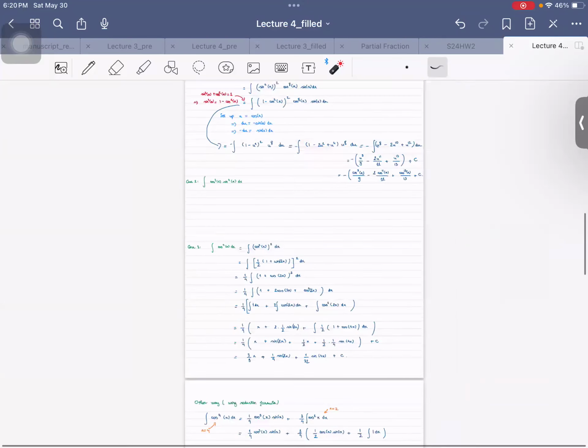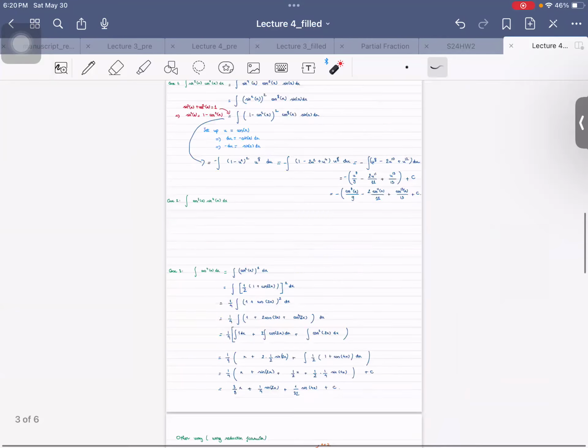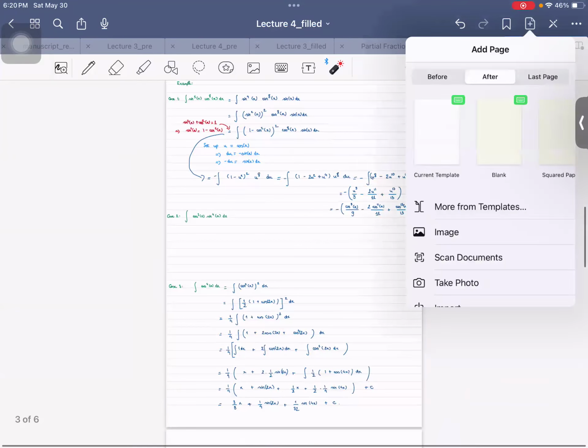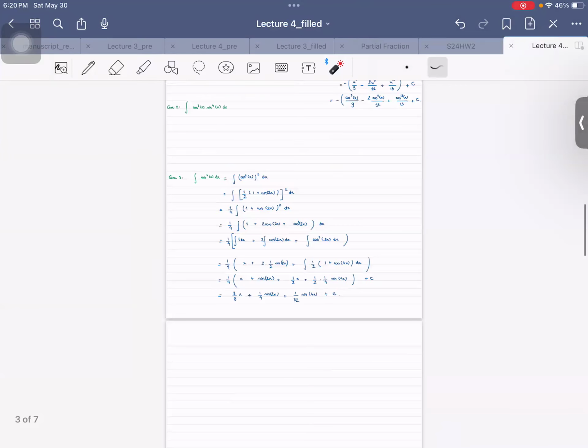Okay, so let's try this one. Let me save some space for us. So this is for case number 3.